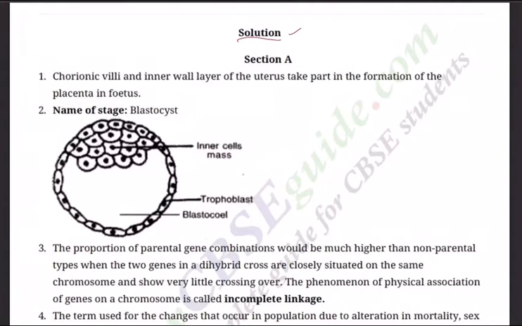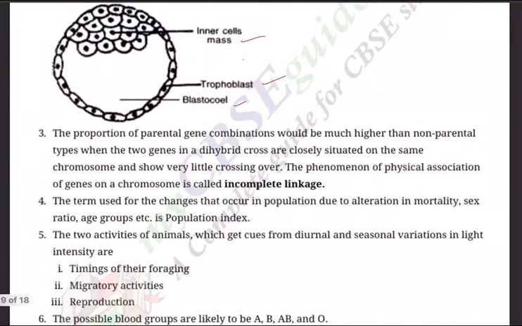Question number 1: which fetal membrane and part of the female reproductive system take part in the formation of placenta in fetus? The answer is chorionic villi and inner wall layer of the uterus take part in the formation of placenta in fetus. Question 2: name the stage of the human embryo that gets implanted in the uterus and draw its labeled diagram. Of course, it is blastocyst, and the diagram you need to draw is this and label it: inner cell mass, trophoblast, blastocoel.